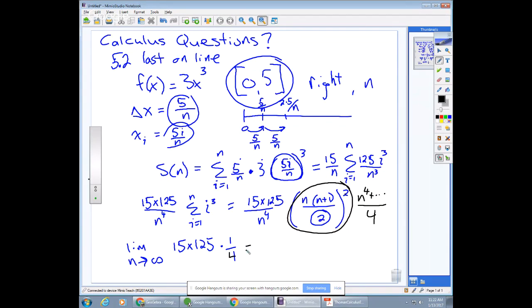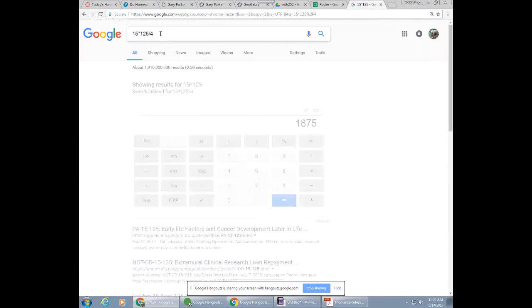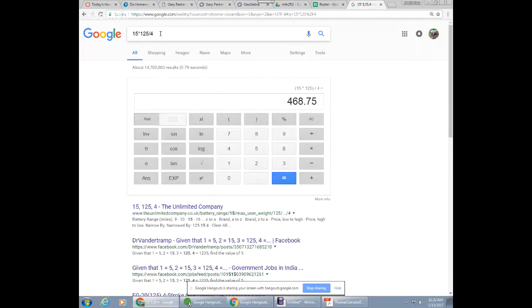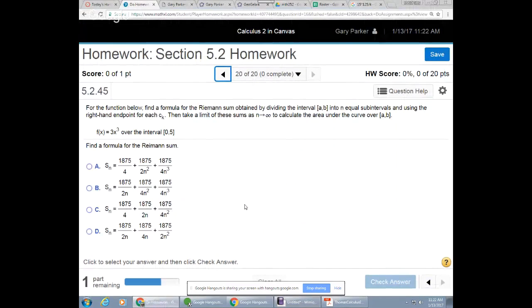So my answer is going to be 15 times 125 over 4, which is what, 1875 over 4, which should take me in the ballpark of what GeoGebra had. All right, human error. Divide by 4, and I get 468.75, which is pretty close to what GeoGebra said with 100 rectangles. All right, so good. Going back to the online homework problem, they wanted to know which of these was the right sum. Okay, so they wrote it differently than I did. So I have to match one of these to my work.